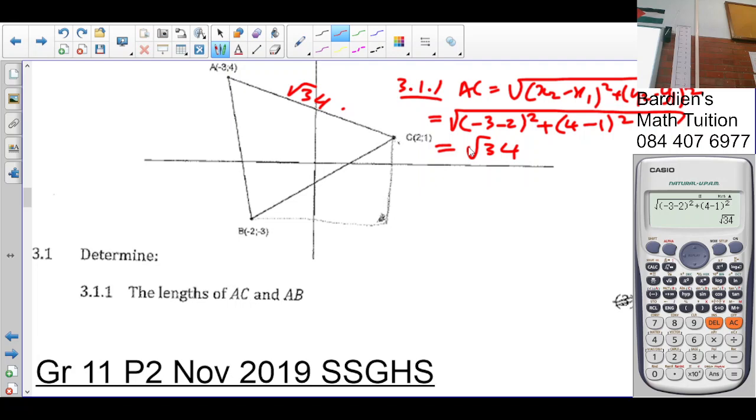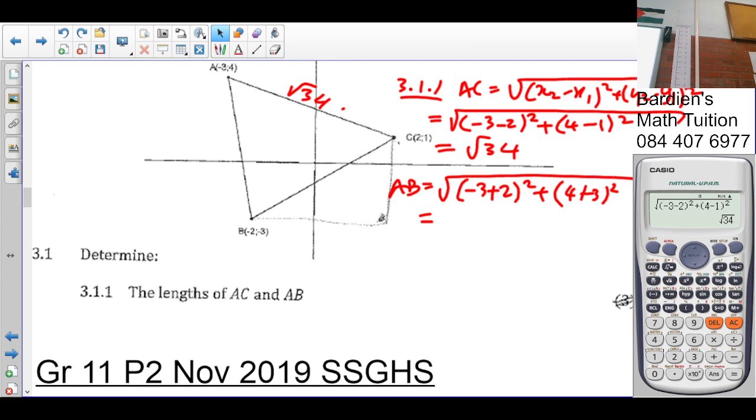And I want the length of AB. So once you write the formula down once, that suffices for the paper. So AB is going to be (negative 3 minus 2) squared plus (4 minus 3) squared. Okay? So that's going to give us the square root of, open brackets, negative 3 plus 2, squared, plus, open brackets, 4 plus 3, squared. Gives us 5 root 2. Is that correct?